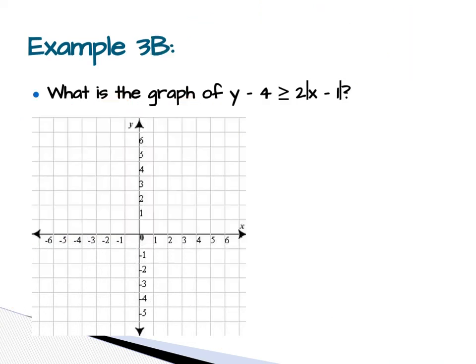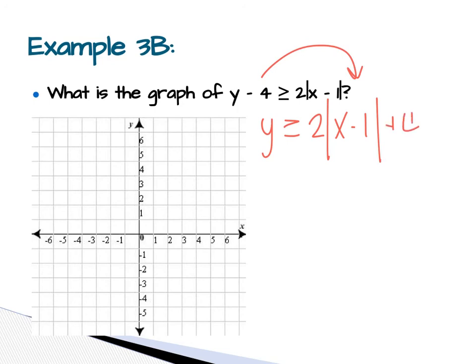Alright, last example. We're going to do the same thing all over again. And we're still going to graph this absolute value by transformations. Because I have minus 4 over here with the y, I'm going to move that 4 over. So I get y greater than or equal to 2 absolute value of x minus 1, plus 4. I didn't have to turn my inequality around, and that also means that I'm going to shade above the graph whenever I draw it.